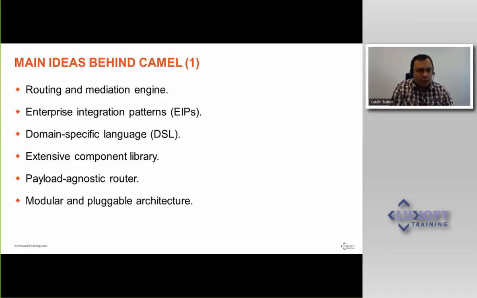KML is also able to provide a component library that is also extensible. We can define our own library of components. It is a payload agnostic router. This means that, as I have previously said, it doesn't care what it is carrying. Data may be in any format, and KML will just not care if it is an XML, a CSV, or anything else. It has a modular and pluggable architecture, so it is easily extendable. This is crucial for any framework.